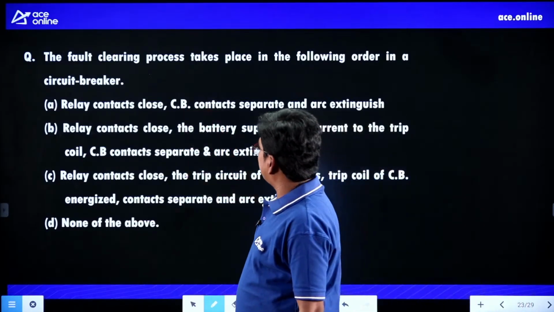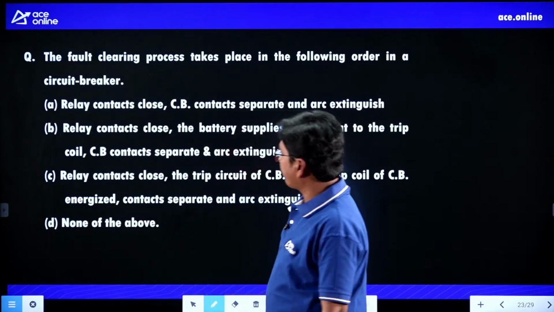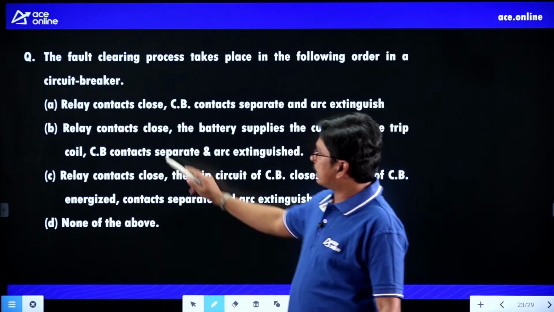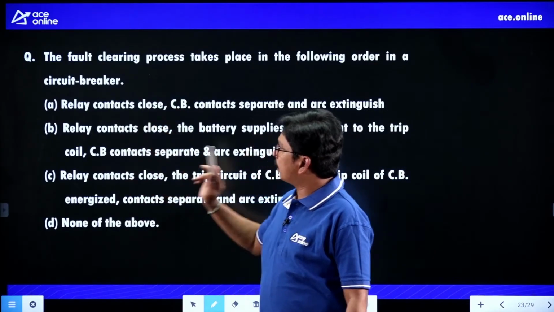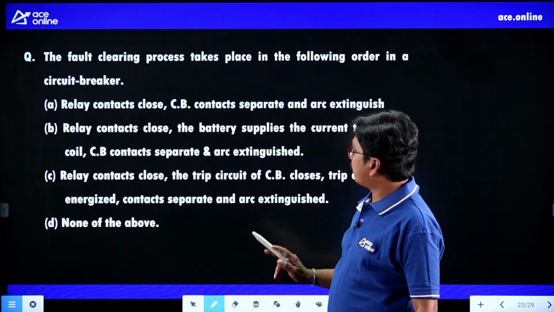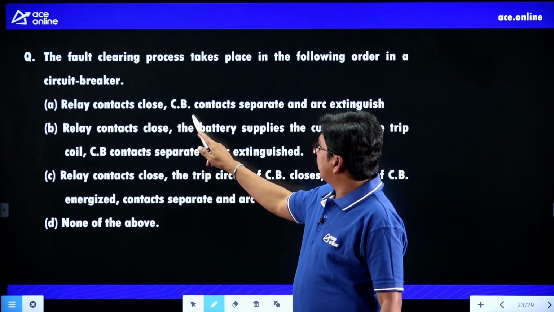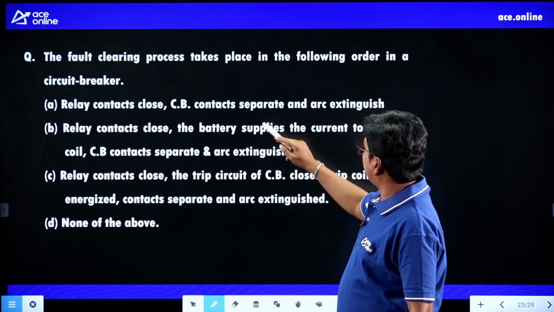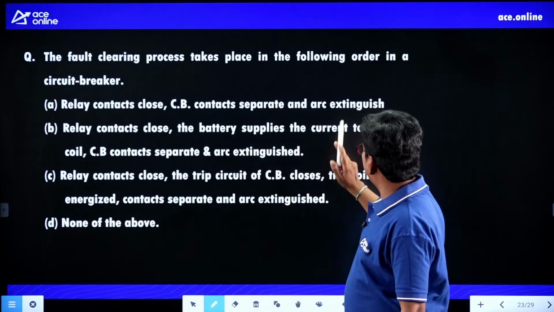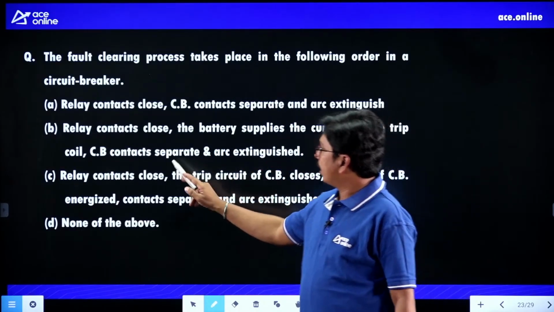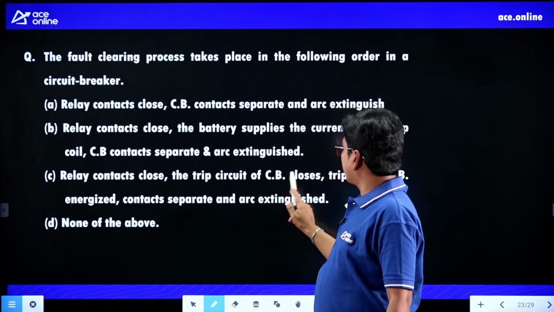The fault clearing process. What is the fault clearing process? First of all, the relay contacts will close. Yes. Okay. Next one is CB contacts separate? No, not directly. The battery supplies the current to the trip coil? No, the trip circuit of circuit breaker closes.